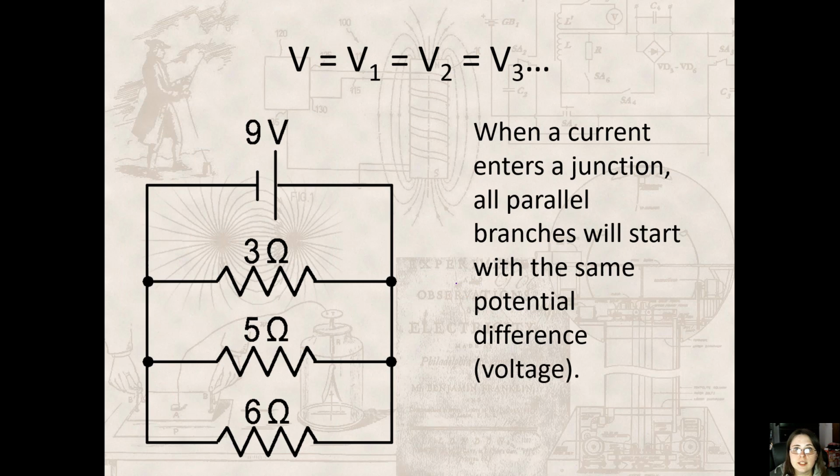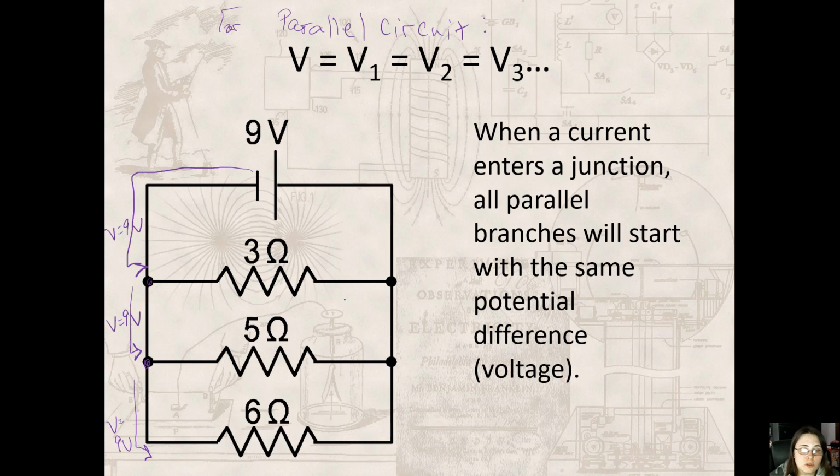The voltage, though, all the voltages are equal. So when a current enters a junction, you're going to have 9 volts that goes in here, and you're going to end up with 9 volts that goes in here, and 9 that would come down here too. Although these are the junctions. When a current enters a junction, all the parallel branches will start with the same potential difference, the same voltage.